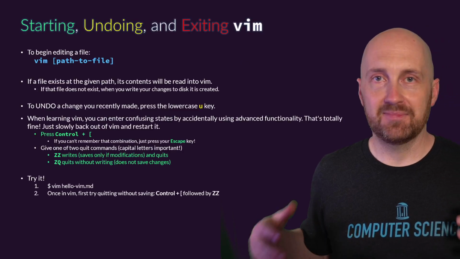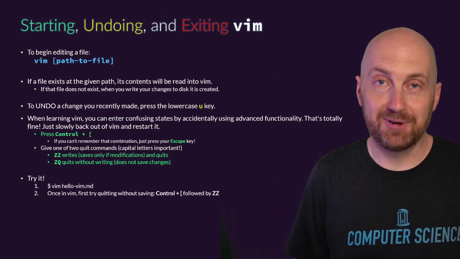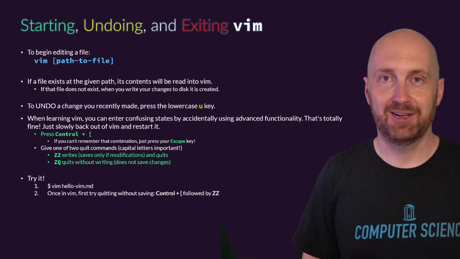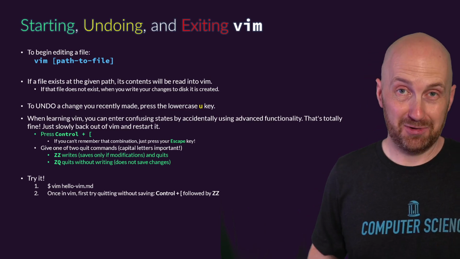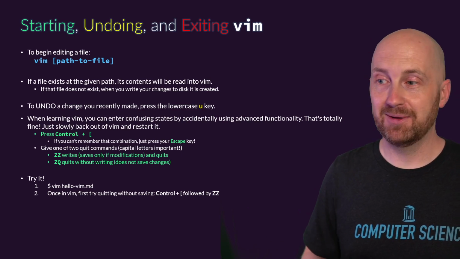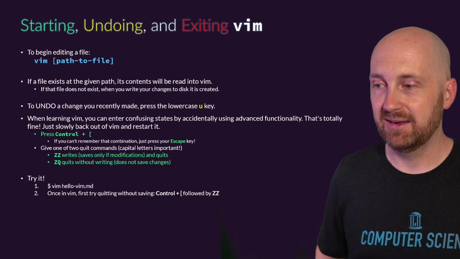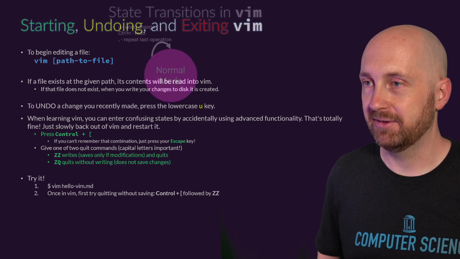So I put this slide up first because these are the most important things to know when you're working in a file. How do you open a file to edit it? If you make a change that you didn't mean to, how do you undo that? And then how do you get out of Vim safely, with your work saved?